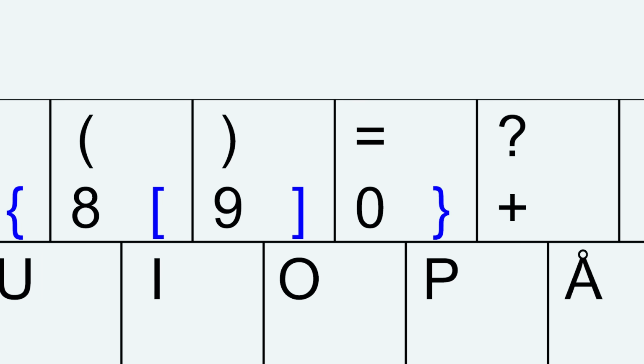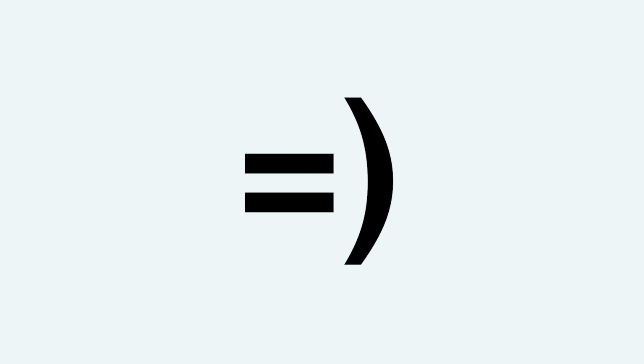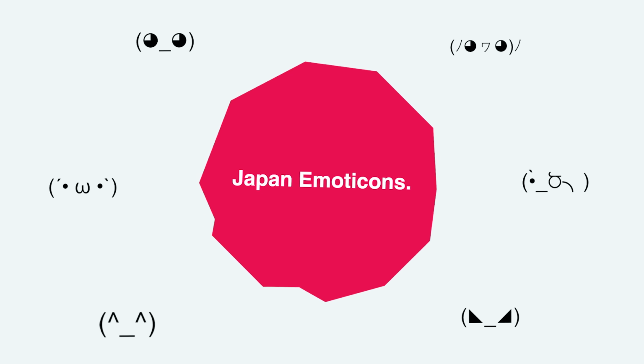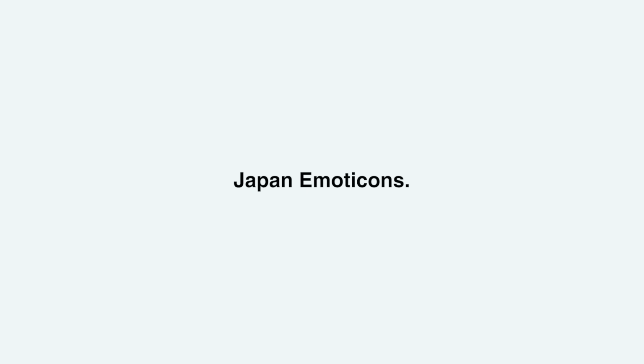On Scandinavian keyboards, the brackets are directly next to the equal sign, so using an equal sign instead of a colon for eyes is a lot more common there. Now, one region I've been specifically avoiding till now is Japan. Japanese emoticons get very, very interesting.